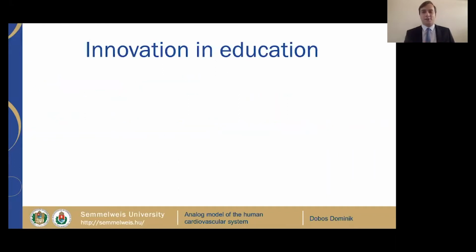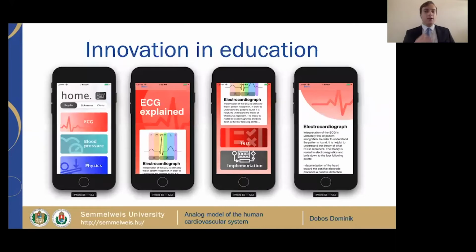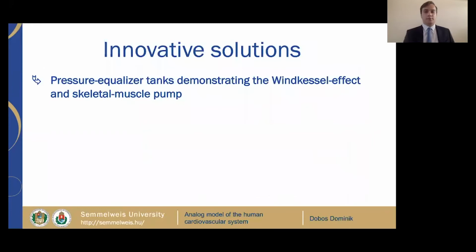What is innovation in education? What does it look like in practice? Here you can see the model in its entirety with a QR code in the middle. If we read this, we can access an educational aid that allows the data provided by the model and the software to be interpreted in detail, but very simply. Illustrations, animations, tasks, descriptions with augmented reality help with comprehension. And what other things? For example, let's see examples of innovative solutions.